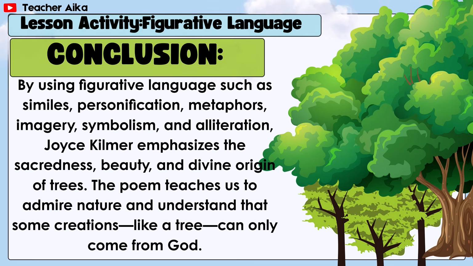Conclusion: by using figurative language such as similes, personification, metaphors, imagery, symbolism, and alliteration, Joyce Kilmer emphasizes the sacredness, beauty, and divine origin of trees. The poem teaches us to admire nature and understand that some creations, like a tree, can only come from God.